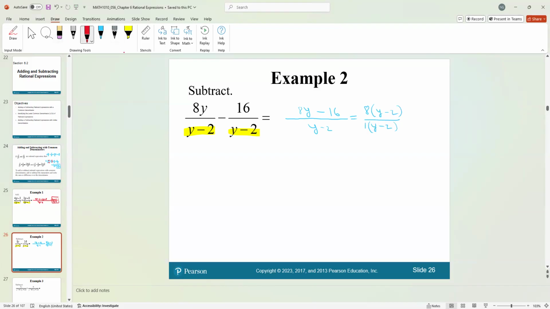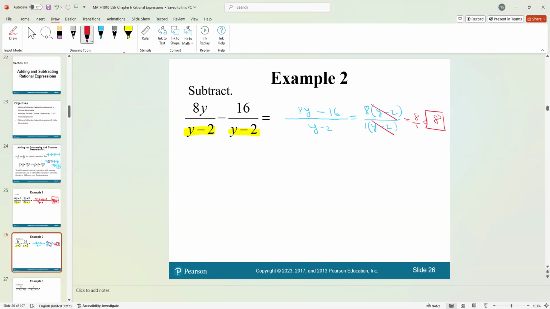Now, you'll see on the top y minus 2, at the bottom y minus 2, in factored form. So what we can do is set the condition that if y minus 2 is not equal to 0, then you can cancel this factor. You have 8 over 1 left. This is the answer.